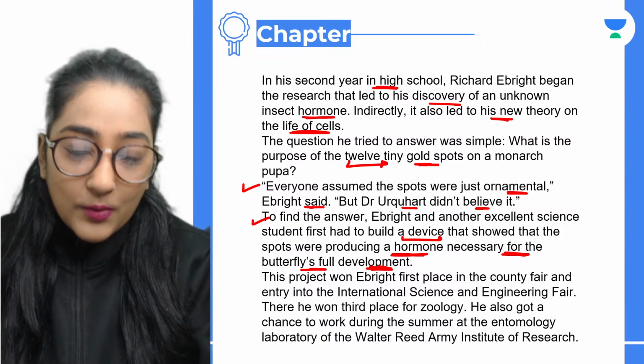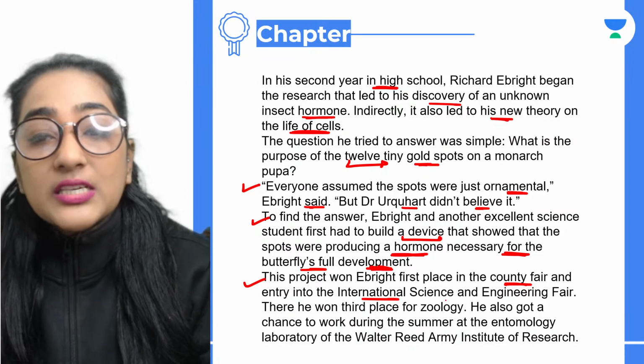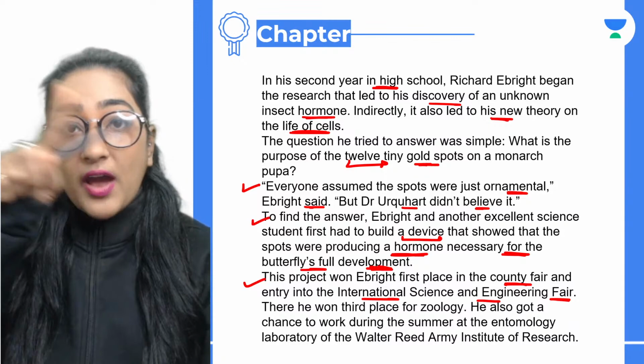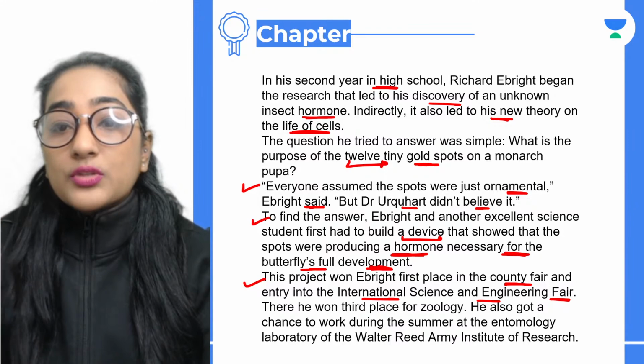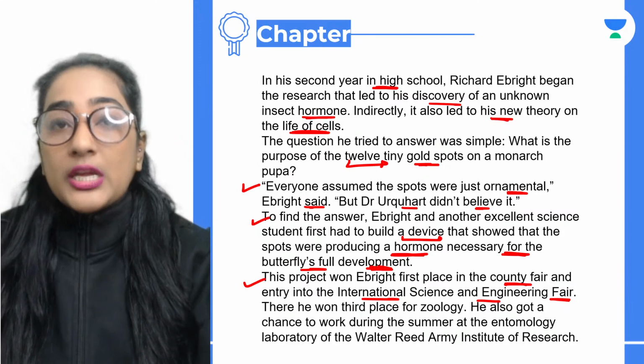So we see this project won a bright first place in the county fair and entry into the international science and engineering fair. So this was the project, keep that in mind, the device that he had actually made with his excellent science student, which showed that a hormone is being produced. From here he got first position in the county fair, and after that he got into the international fair as well as the engineering fair.